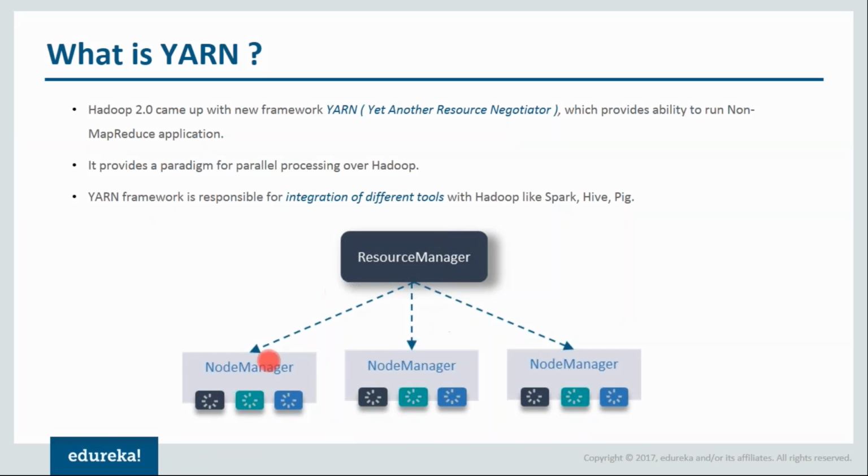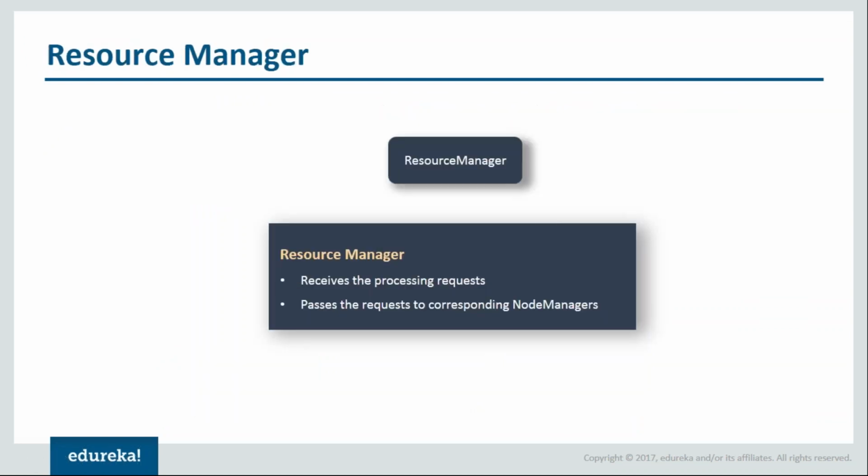So you can see over here the architecture of Yarn. It is again a master-slave topology. The master daemon here is known as Resource Manager, and the slave daemons are known as Node Manager. So let us take a look at these components one by one. First up is the Resource Manager.